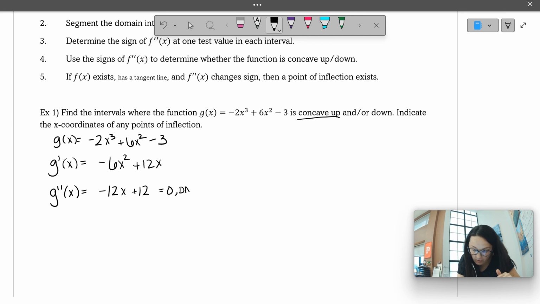And I want to know when g double prime changes sign, so I have to start by finding when it equals 0 or doesn't exist. That's going to happen at x equals 1. And it always exists.